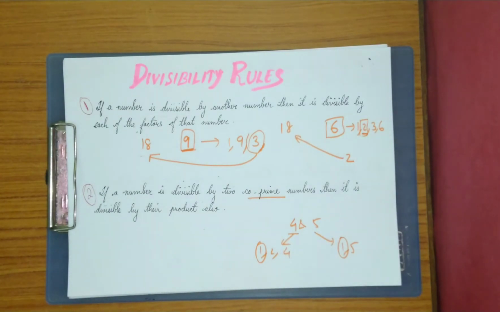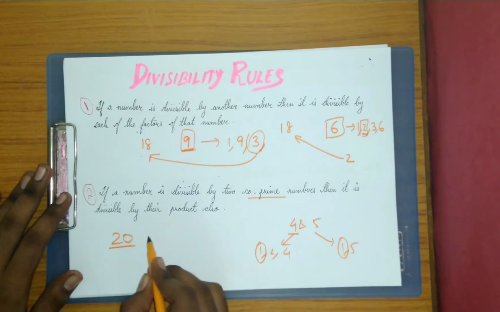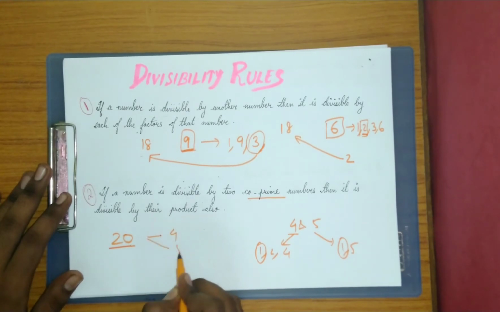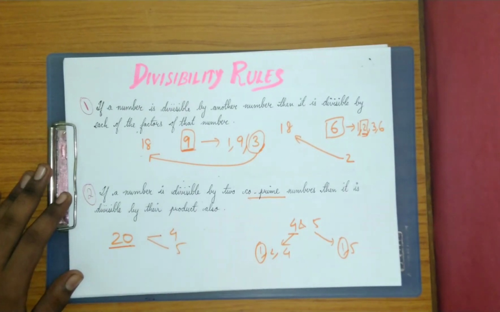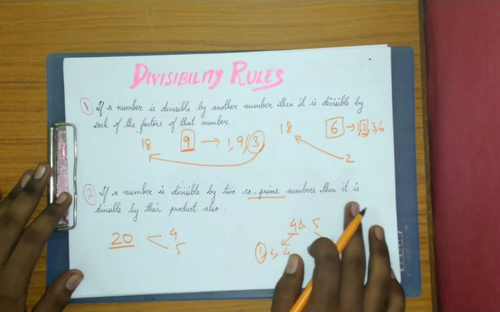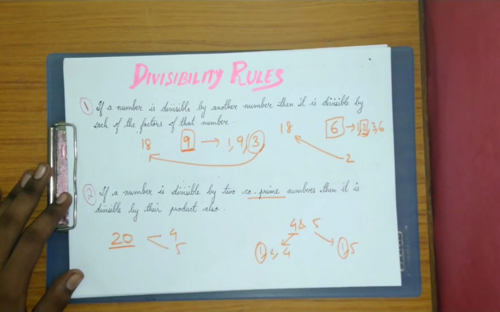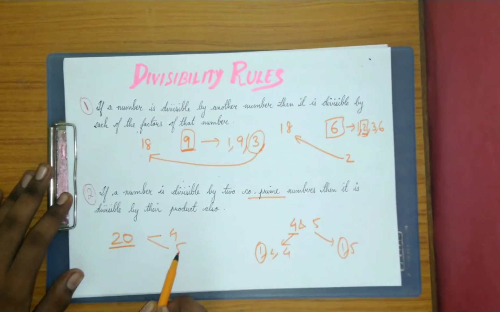So if a number is divisible by 2 co-prime numbers, we'll take the number 20. 20 is divisible by 4 and also by 5, right? These are the 2 co-prime numbers. Then it is divisible by their product also. The product of 4 and 5 is how much? 20, right?